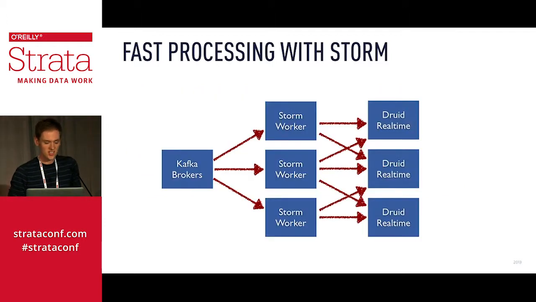The architecture looks like this. Events are still coming into Kafka, but now instead of going directly into Druid real time, we have Storm sitting between Kafka and Druid, doing all of that pre-processing stuff.